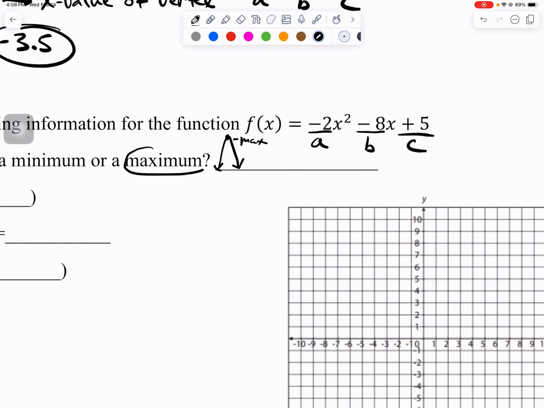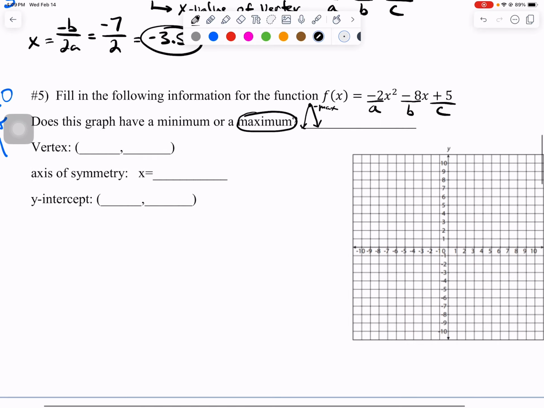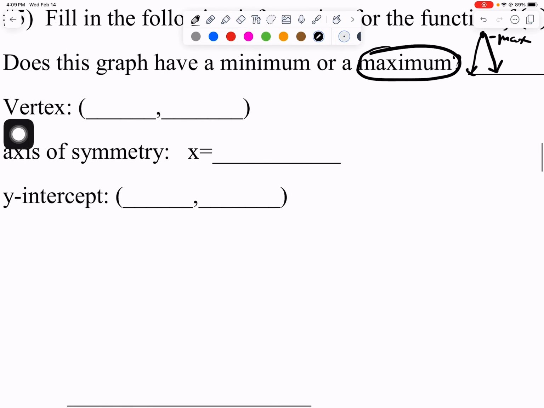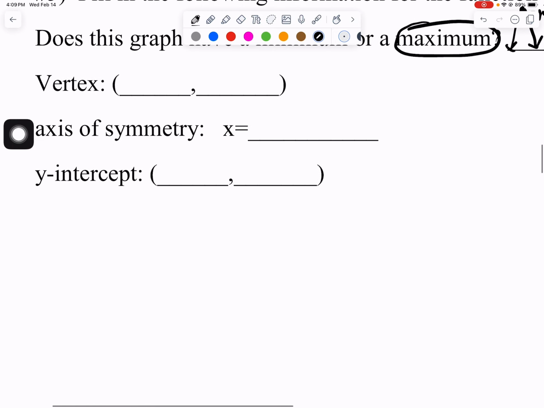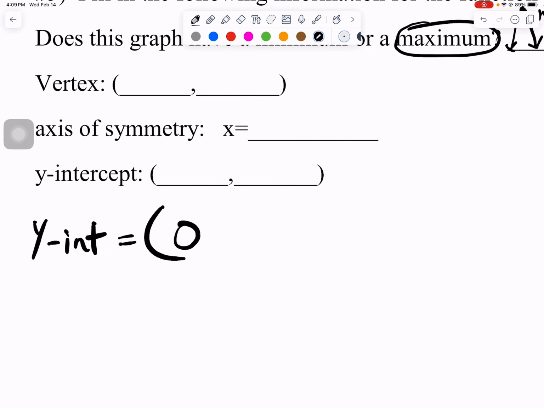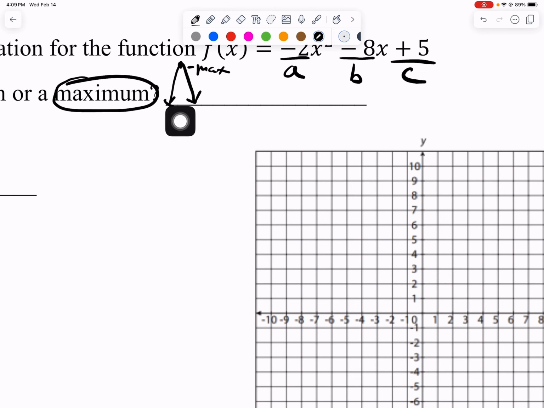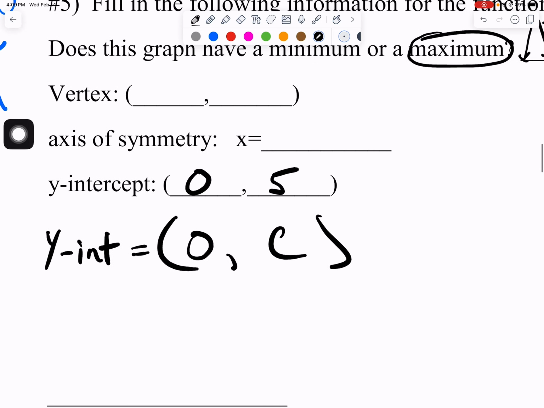All right, so let's go ahead and circle that. What else can we answer that's real quick? Well, the advantage to getting a quadratic function in standard form is that we can easily find the y-intercept, because the y-intercept is y-int equals 0 and then c. So I know my y-intercept will have a 0 here, and then our c value of positive 5.